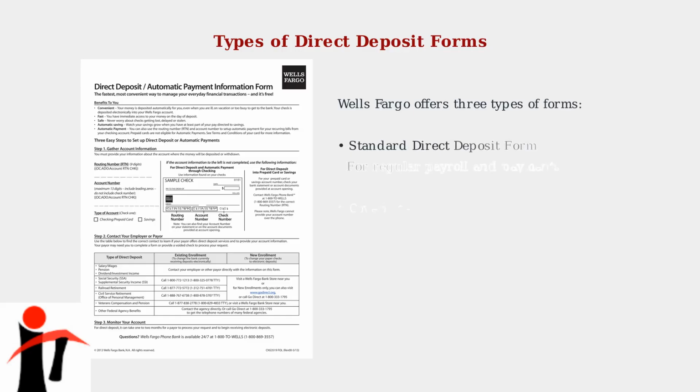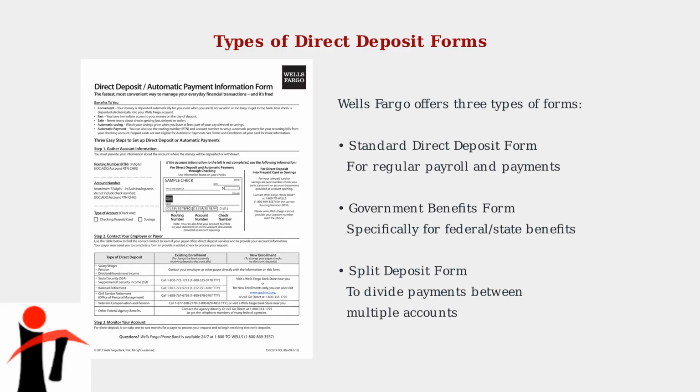Wells Fargo provides 3 different types of direct deposit forms to meet your specific needs. The standard direct deposit form is used for regular payroll and most payments. There's a specialized government benefits form for federal and state benefit programs. And finally, a split deposit form allows you to divide your payments between multiple accounts, such as putting part of your paycheck into checking and part into savings.